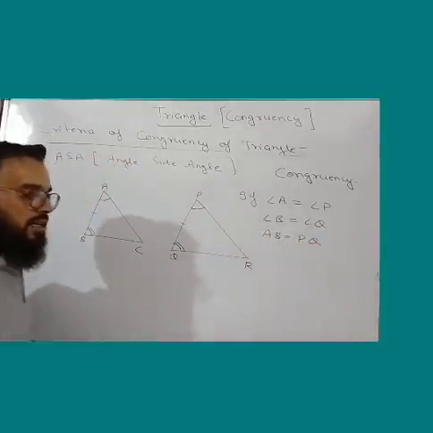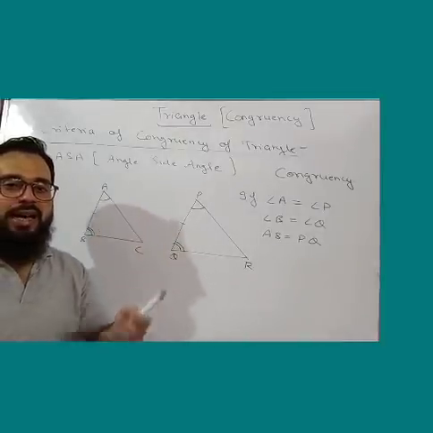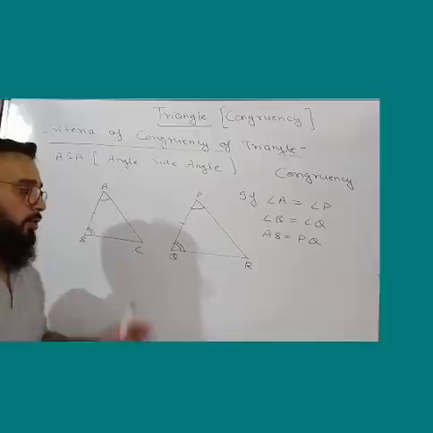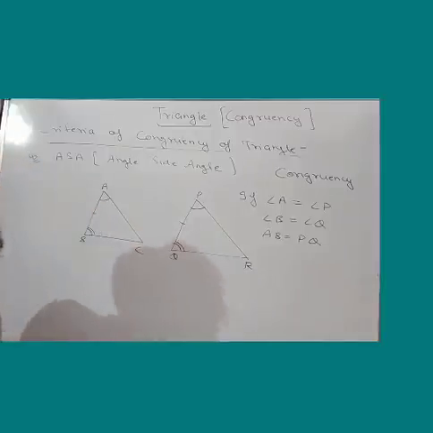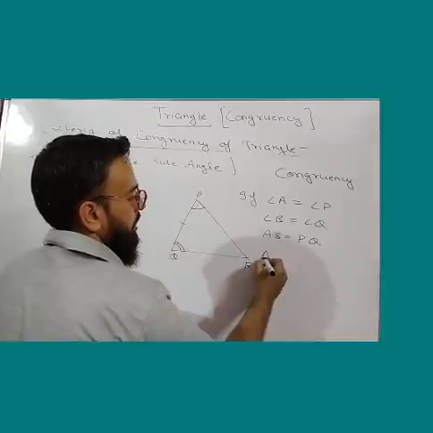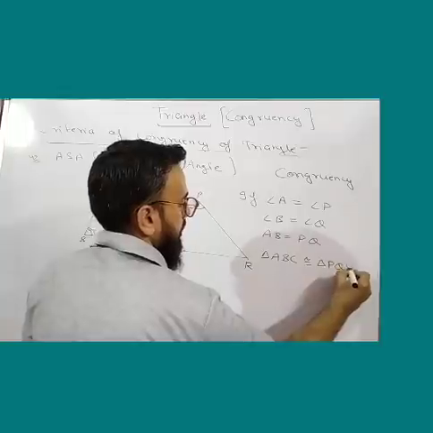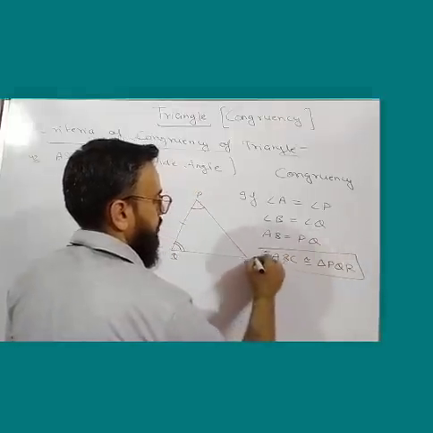So if this condition holds, means if two angles of both the triangles and the included side between both the angles of both the triangles are equal, then both the triangles will be congruent. So in this condition, triangle ABC will be congruent to triangle PQR.